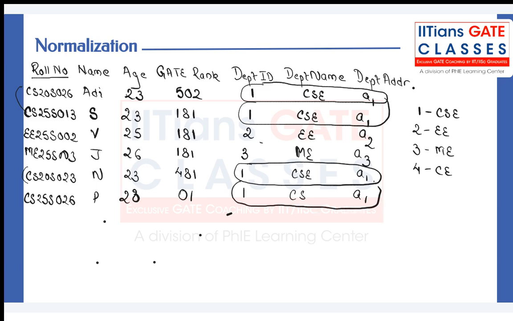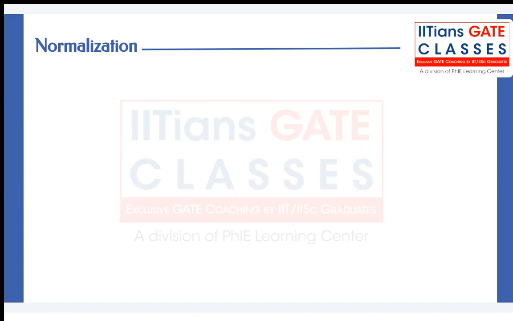Alternatively, what I could have done was something like this. One second. I could have done roll number, name, age, and department ID. This would be my one table. I will just quickly write R1, R2, R3, R4. The four roll numbers, I just wrote them as R1, R2. I don't want to write them in full, they're big ones.